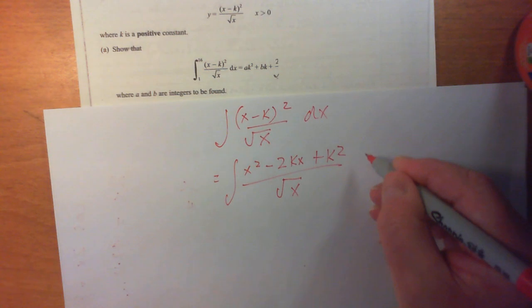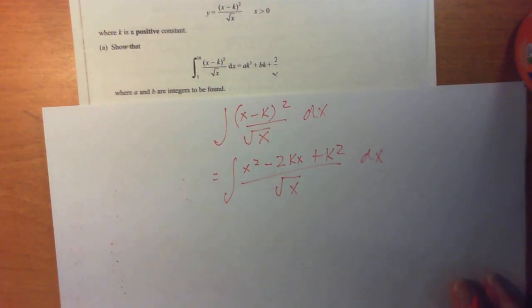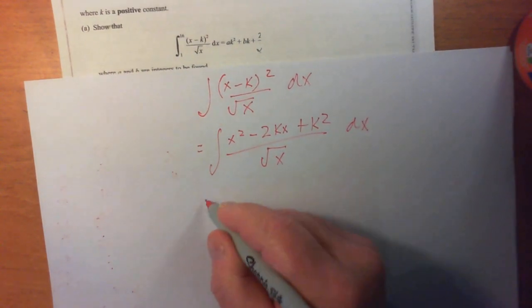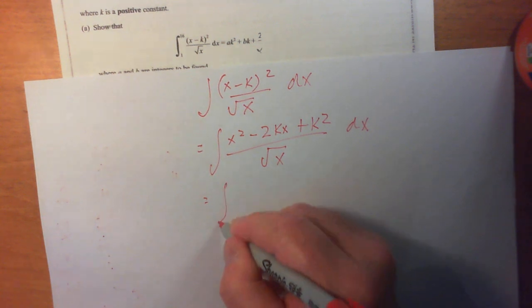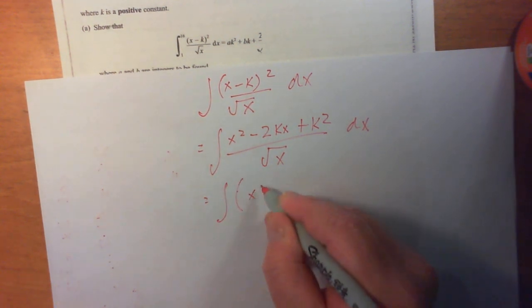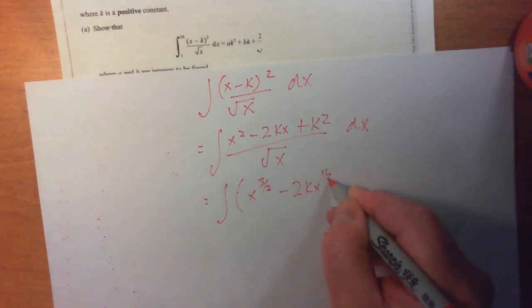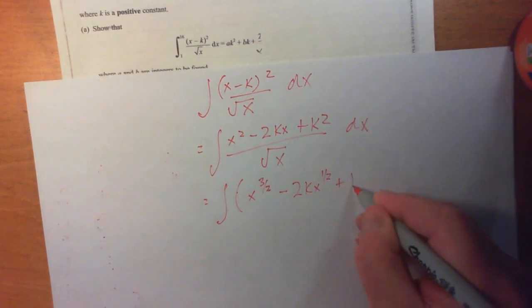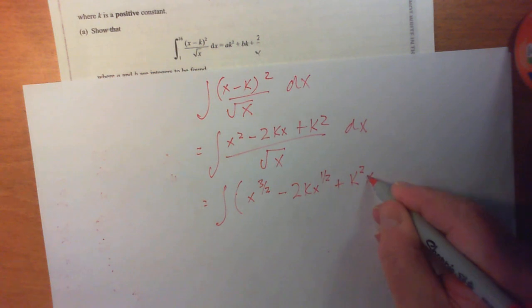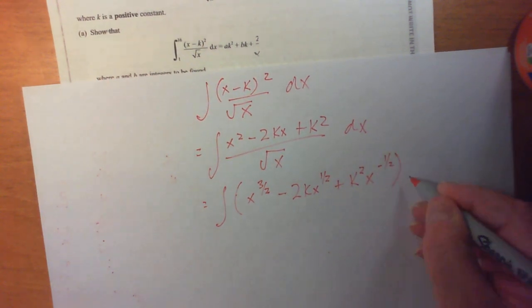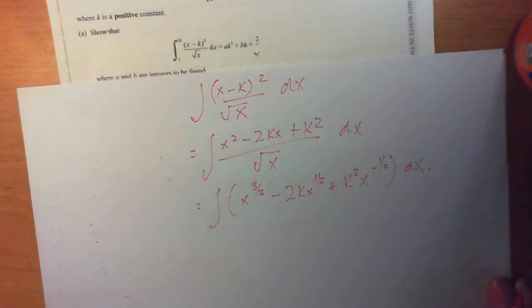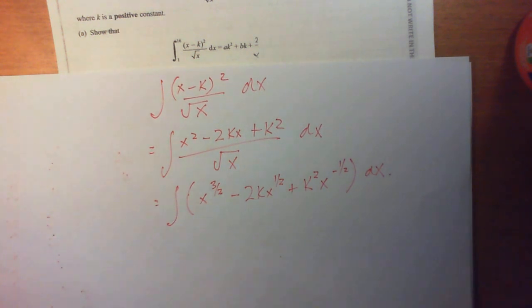It's always dx. And that then becomes x to the 3 over 2 minus 2k x to the half plus k squared x to the minus a half dx, and so you integrate that.